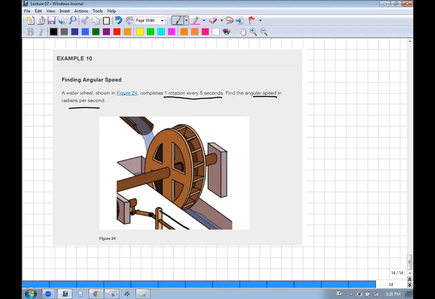Well, angular speed is angle per time. This says it goes one rotation. Well, one rotation is the same as 2π radians, and it does that every 5 seconds. And that's it. Angle per time. That's its angular speed.